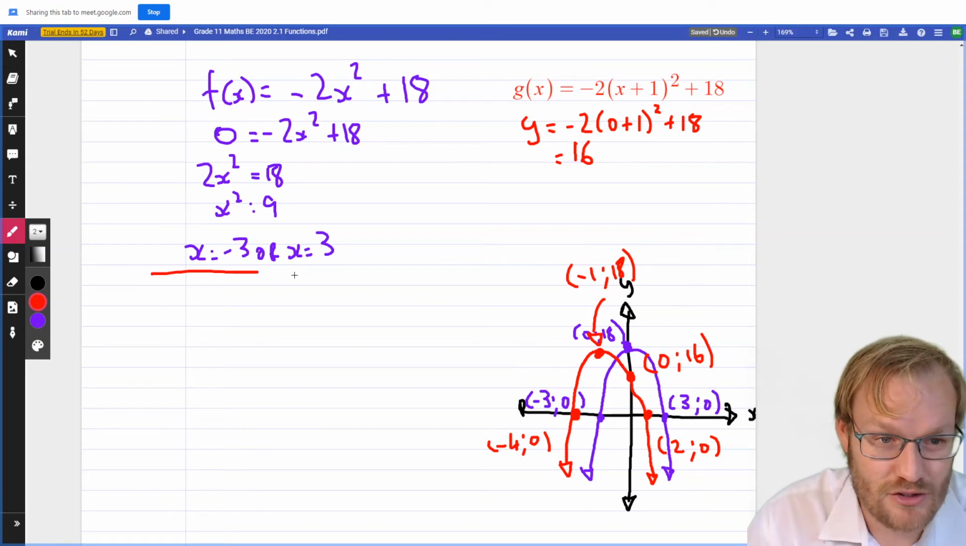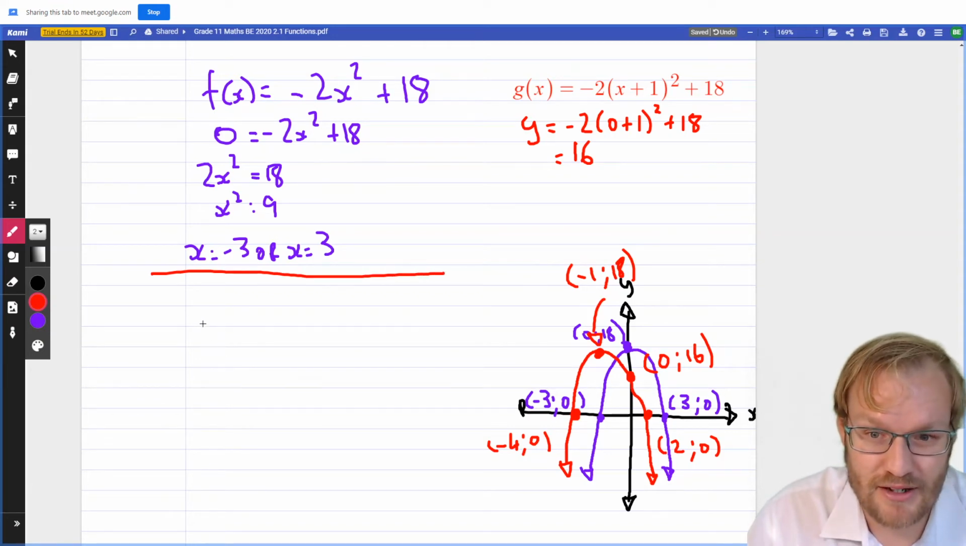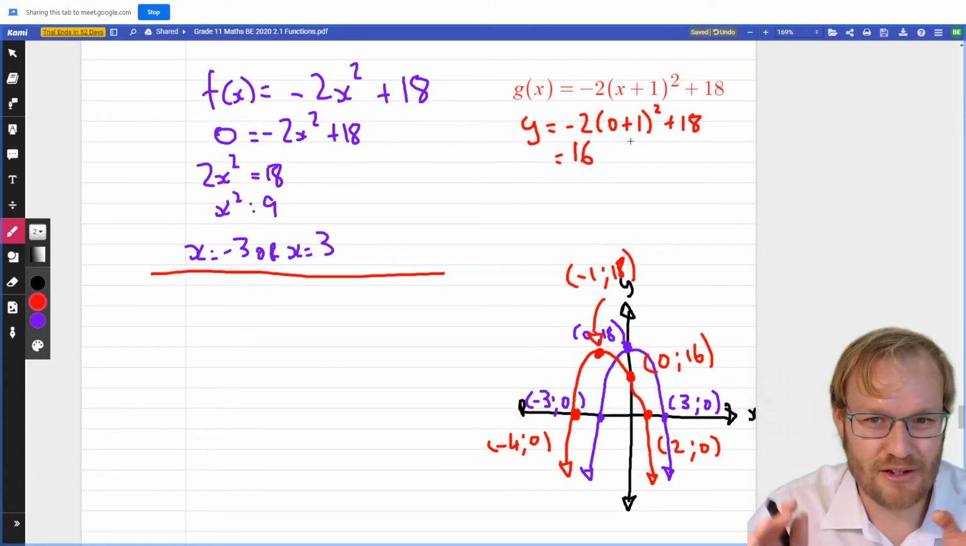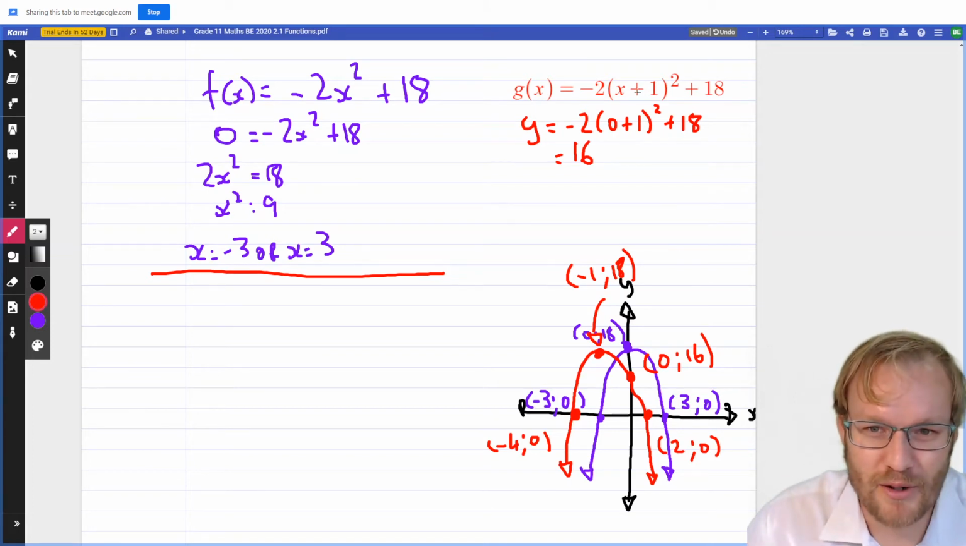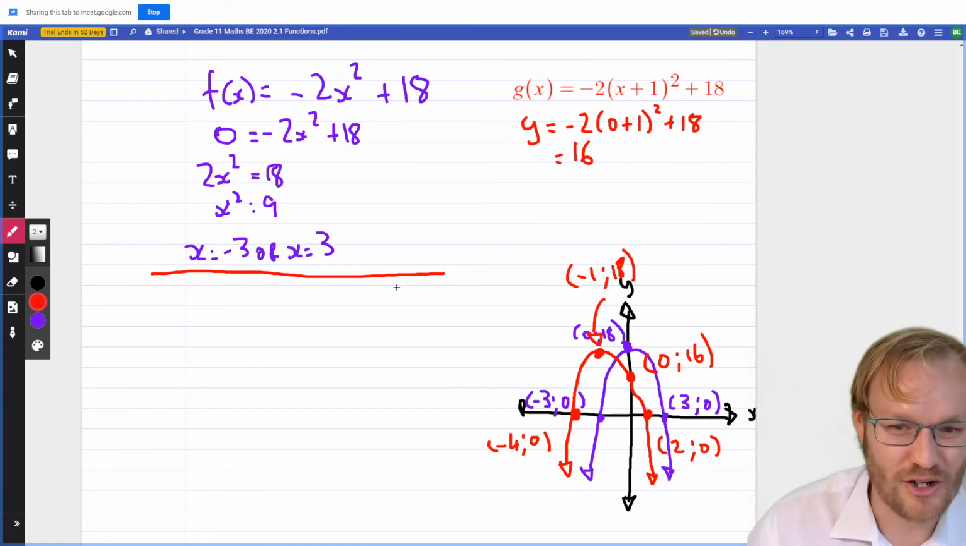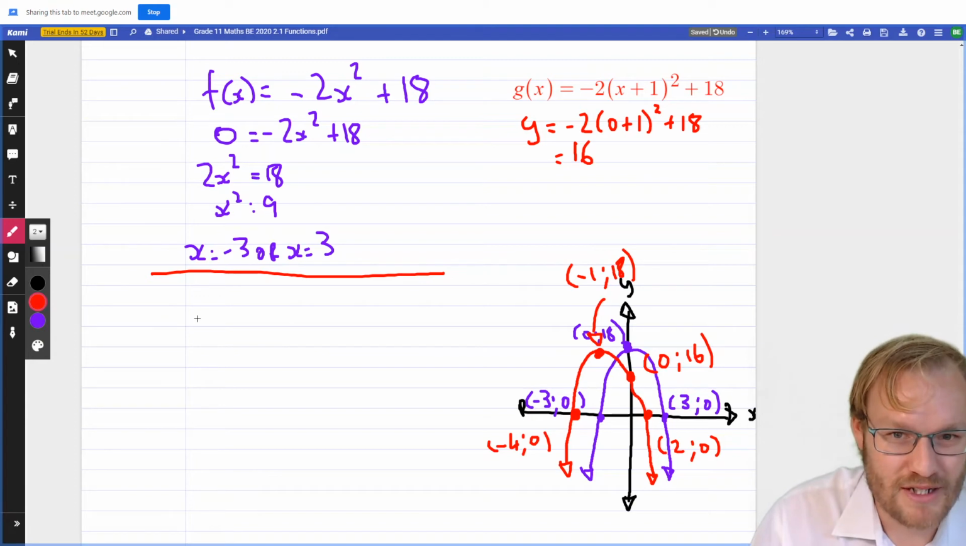So let's do our x-intercepts over here. Now we know that we should get negative 4 and 2, because I'm basically telling you that the graph's going to move left by 1, because it was plus 1, so it's kind of doing the opposite. But let's check it out. So when y is 0, we need to work out what is the value of x.